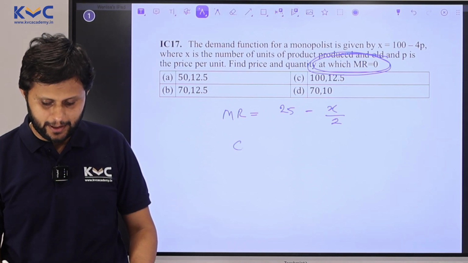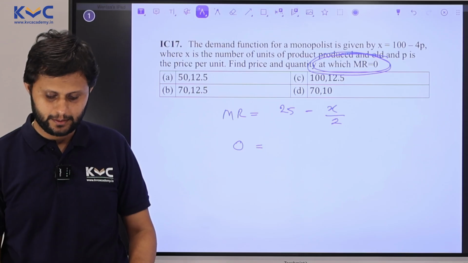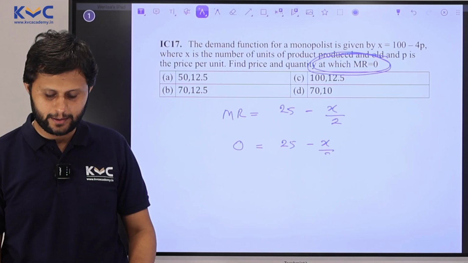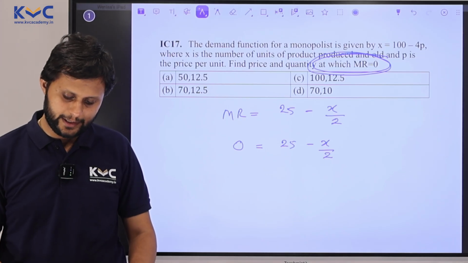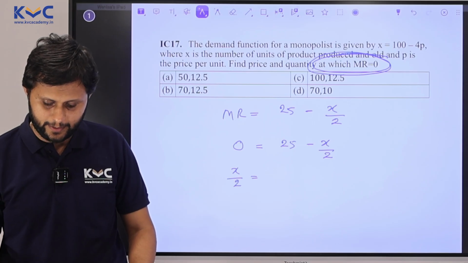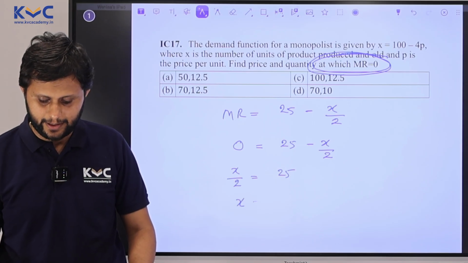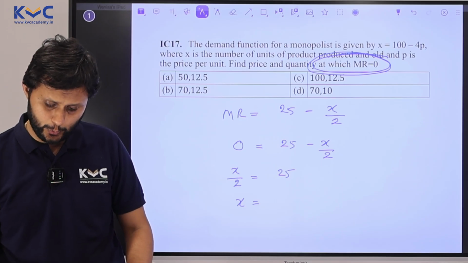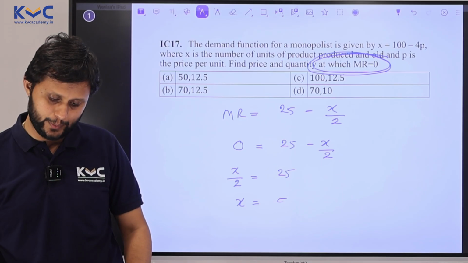So we'll substitute MR equal to 0. We get 25 minus x by 2. We'll take it to the other side. We have x by 2 equal to 25. So we have x is equal to 25 into 2, correct? 25 into 2 is 50.